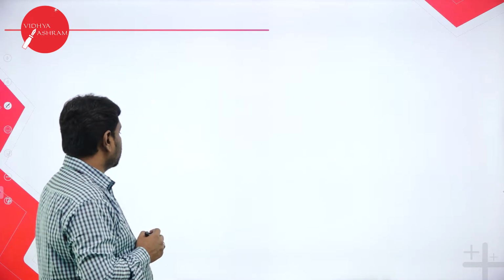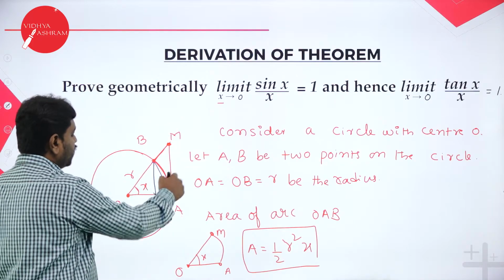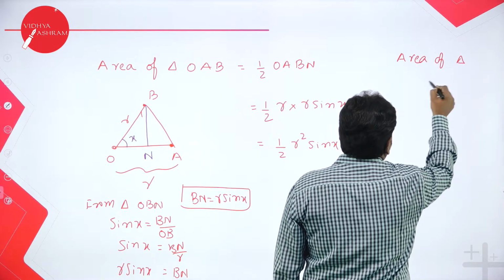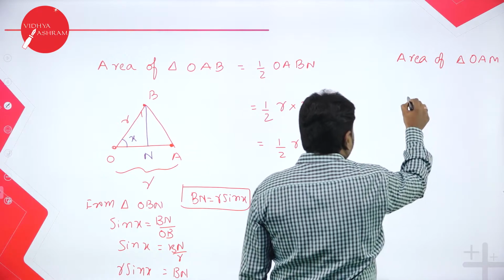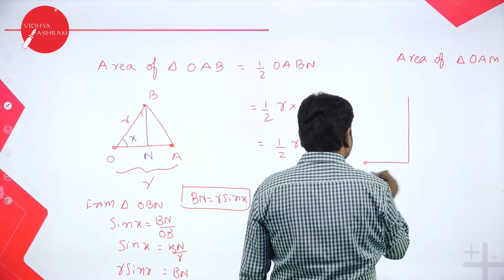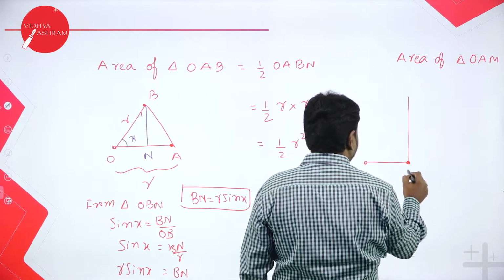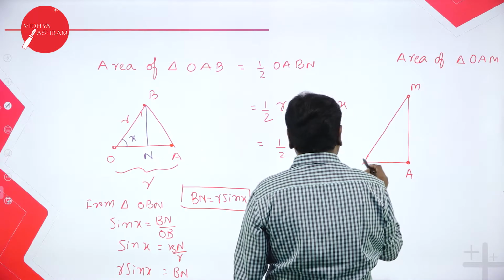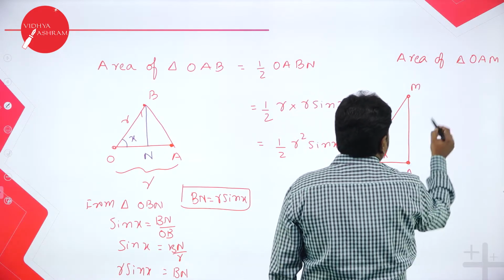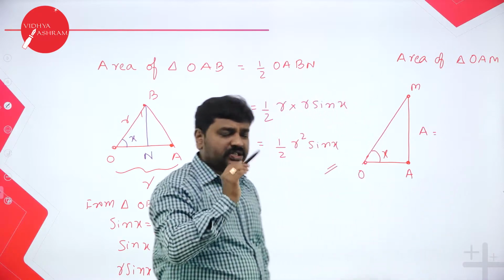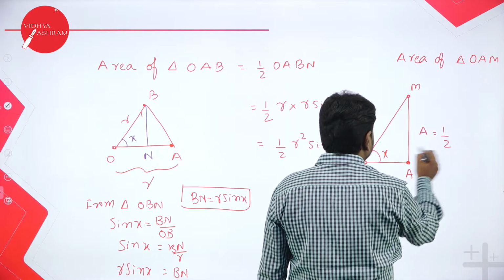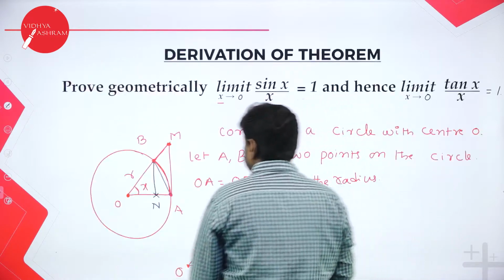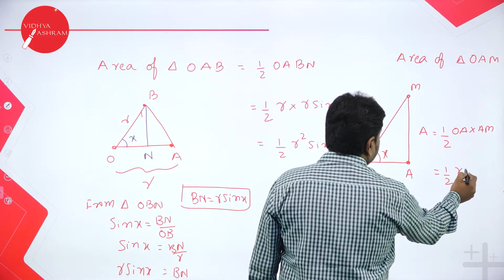Then we'll go to the bigger triangle. Here you can see the bigger triangle OAM. So what is the area of triangle OAM? Here if you draw, this is O and this is A and this is M, OAM. So now I want the area of this triangle OAM. This is X. So for the area of a triangle, you know, A is half into base into height. That is half into, what is the base? Base is OA into height. Height is AM. So that is half into OA. If you see the diagram, O to A is the radius of the circle, and AM.